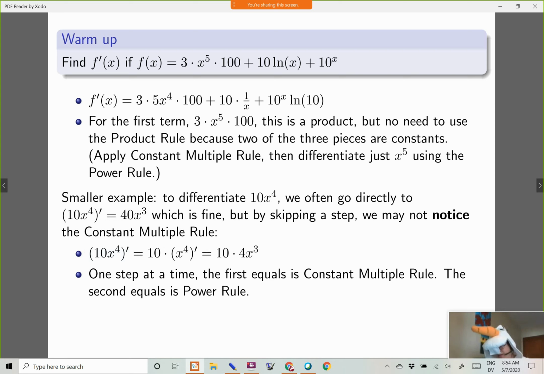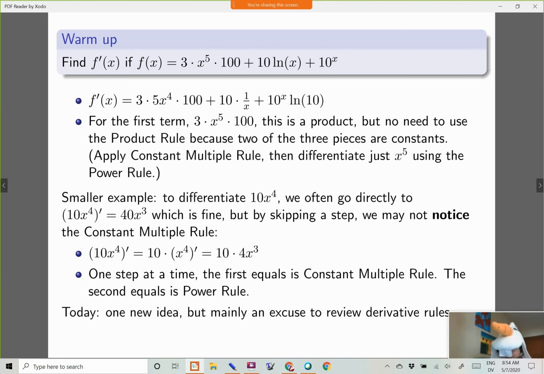So just to really clarify, one step at a time, going from here to here, that first equal sign right here, that's the constant multiple rule at play. And then differentiating from here to here, turning the derivative of x to the fourth into 4x to the third, that second equals here, that's really the power rule. I know it's a little picky, but it's just good to have this reminder of that constant multiple rule, because we're going to see quite a bit of it today.